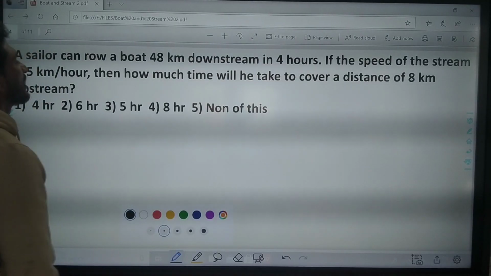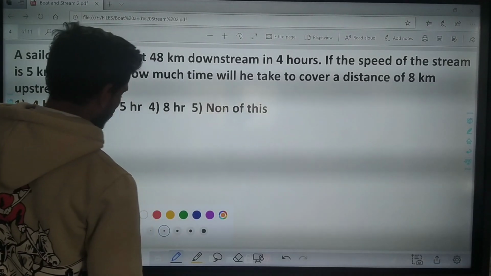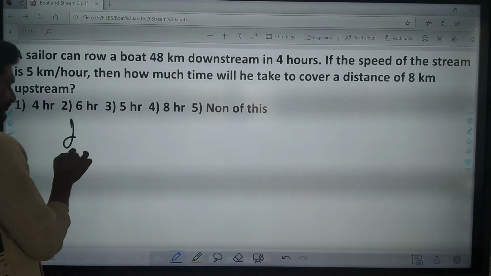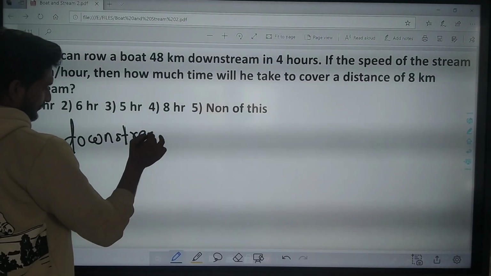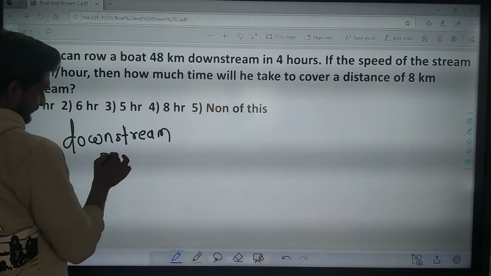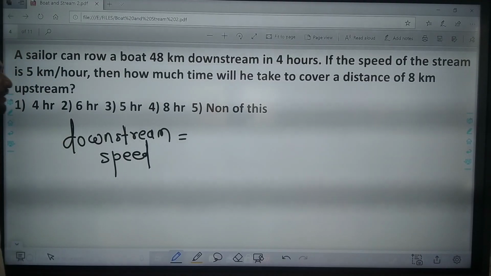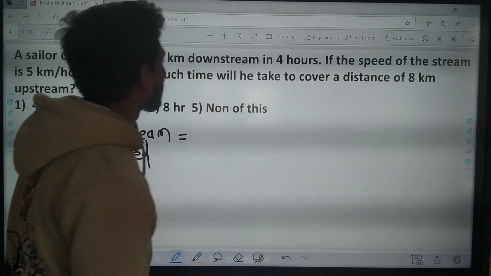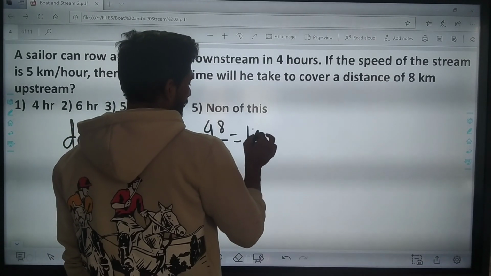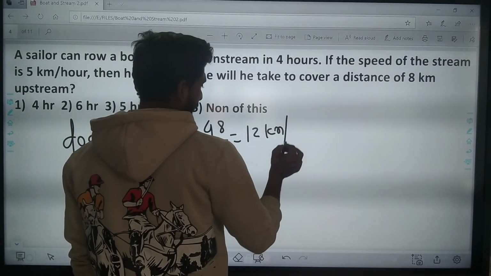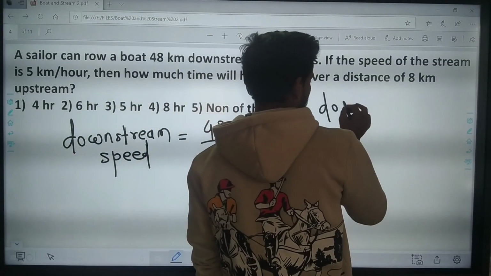Now here, the sailor can row a boat 48 km downstream in 4 hours. Firstly we find the downstream speed. Your downstream speed is equal to 48 kilometer downstream in 4 hours, that is 48 divided by 4. Your downstream speed is 12 kilometer per hour.